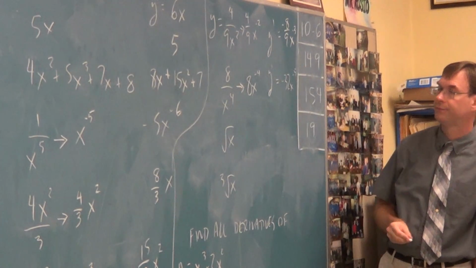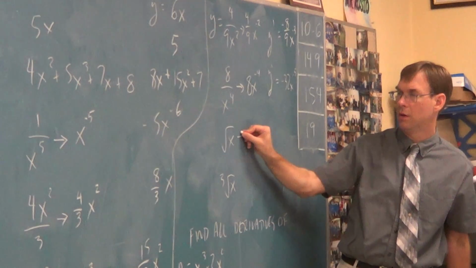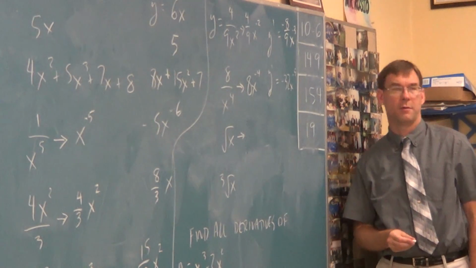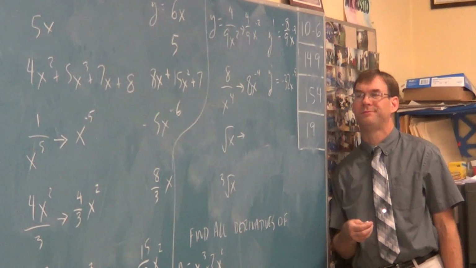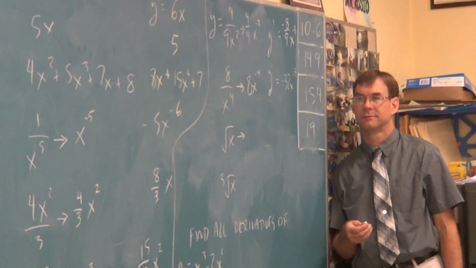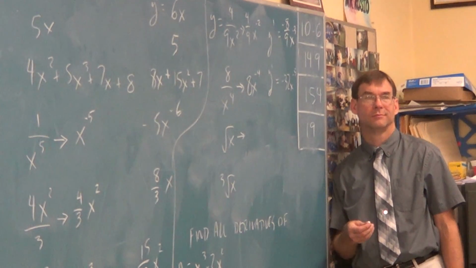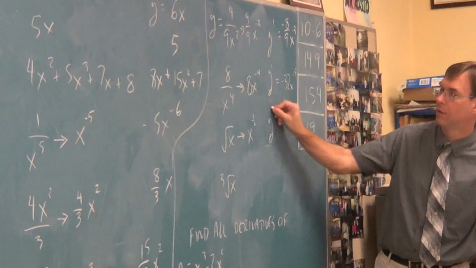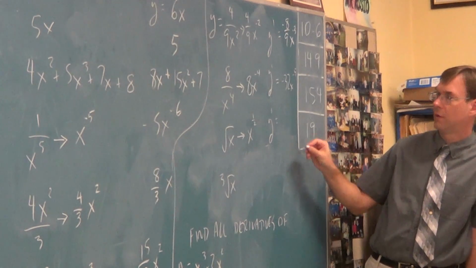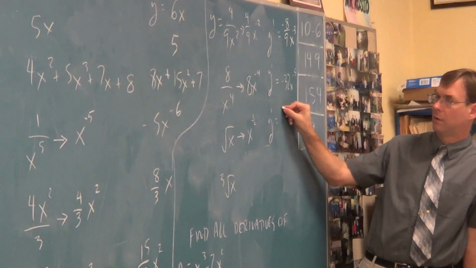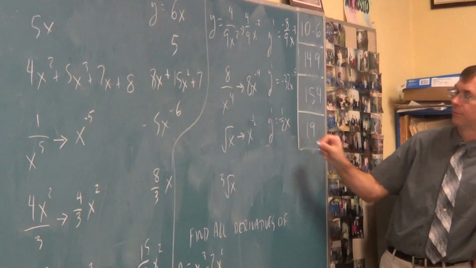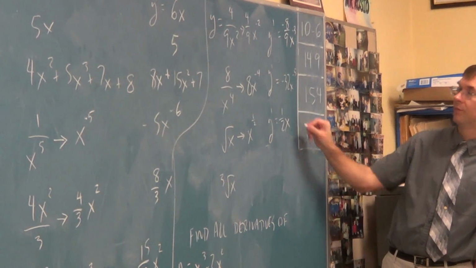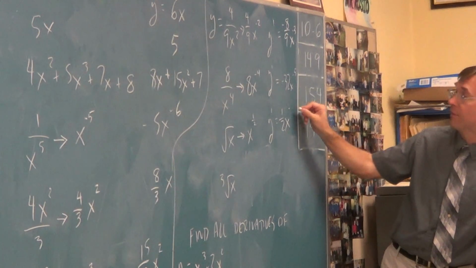Next one, the square root of x. Rewrite: x to the half. It is x to the half. Derivative? So it's just half x to the negative a half. Negative what? Negative a half. Negative a half is true.